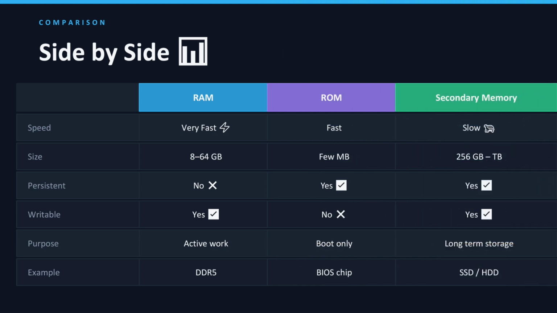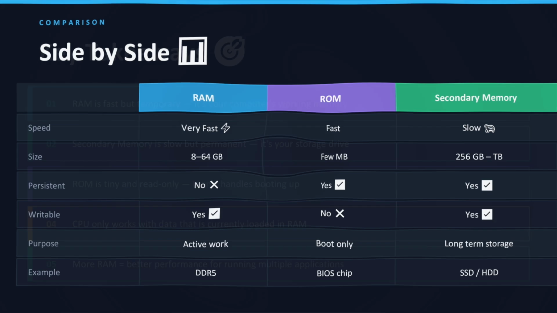Let's put everything side by side. RAM is very fast, 8 to 64 gigabytes, not persistent, writable, used for active work, example DDR5. ROM is fast, just a few MBs, persistent, not writable, used only for booting, example your BIOS chip. Secondary memory is slow, hundreds of gigabytes to terabytes, persistent, writable, used for long-term storage, example SSD or HDD.